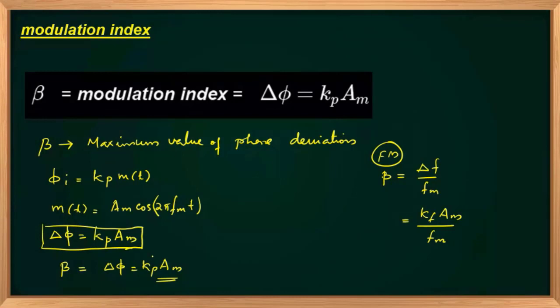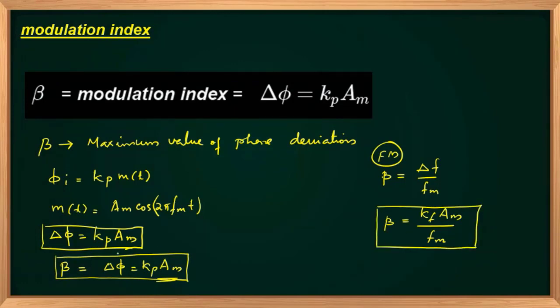Okay, I think it is clear for you. All of these expressions are important: beta for FM and beta for PM.